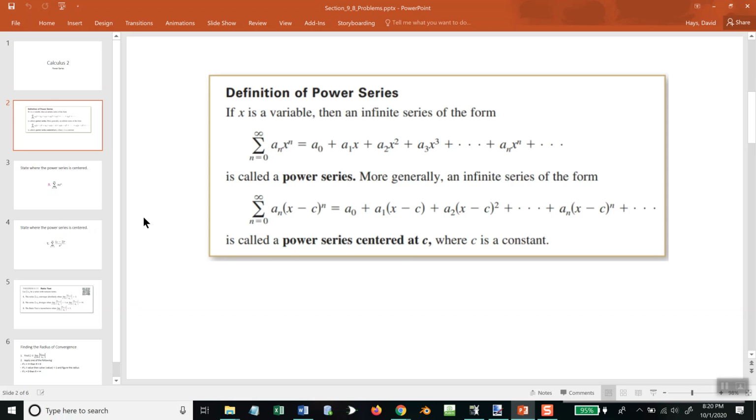Okay, power series. Here's our definition of a power series. If x is a variable, then an infinite series of this form, a sub n times x to the nth power, and you see it changes here: that's x to the 0, x to the first, x squared, x to the third, all the way up, and then the numbers would change in front. That's called a power series. More generally, an infinite series of this form is the same as that, except instead of x, it has x minus c, because it's centered at c, where c is a constant.